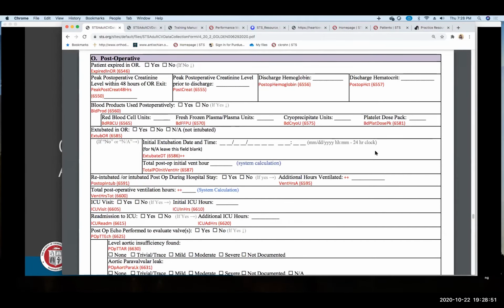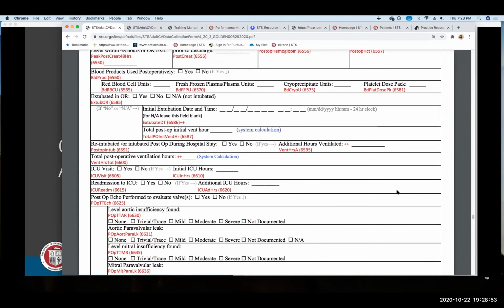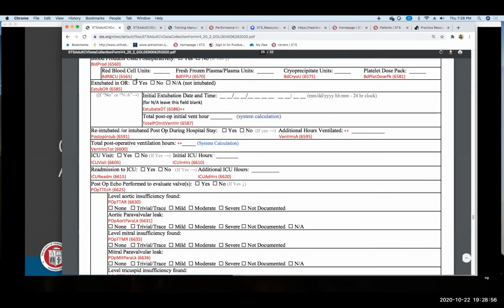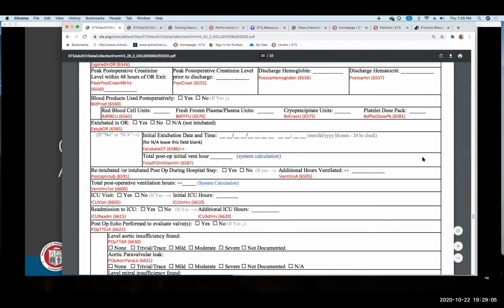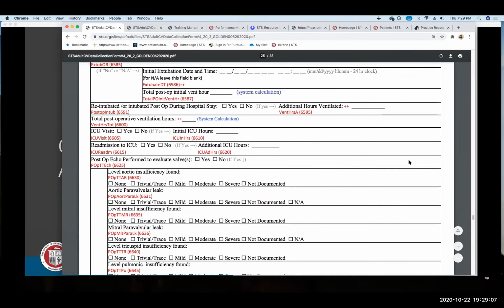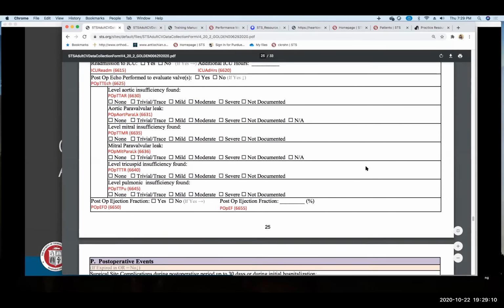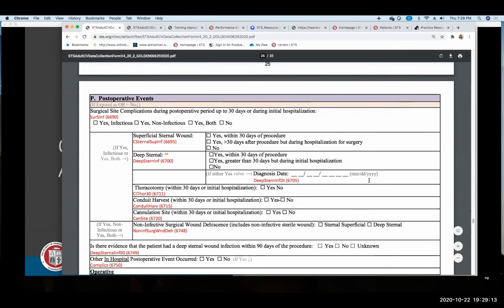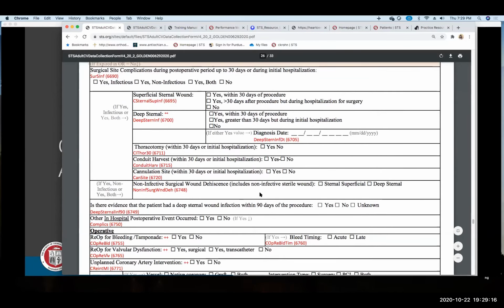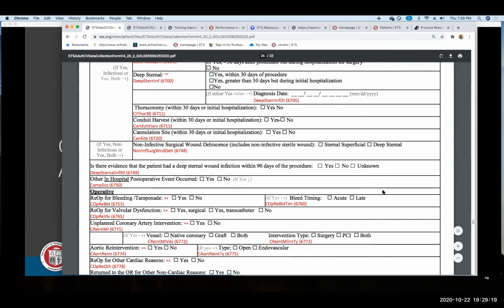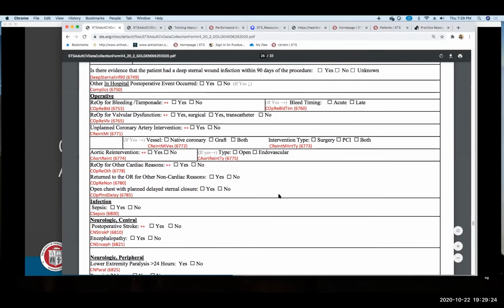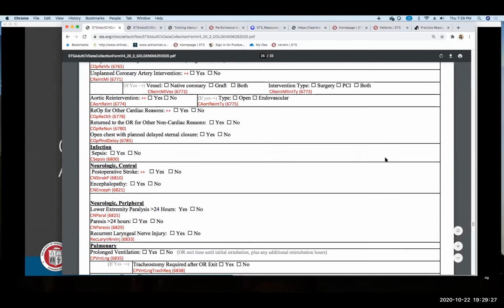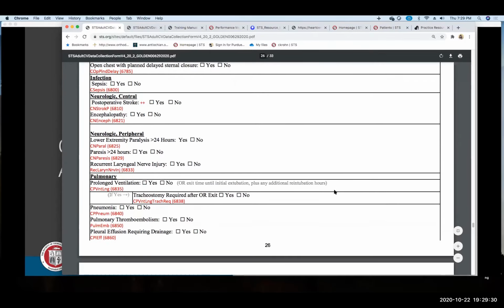We collect basic blood information and any postoperative blood usage. These are all reported out as well in the IQVIA platform, or will be reported on in the IQVIA platform when we have the benchmarked reports available. Extubation time, ICU time, your post-op echo time, and then we get into postoperative complications, deep sternal wound infections or superficial, return to OR for any type of event. And these are all broken down further. And then any type of your normal postoperative complication related to cardiac surgery would be collected here.